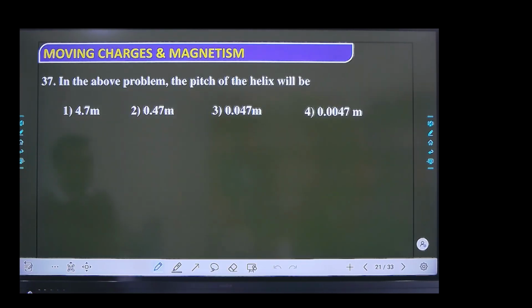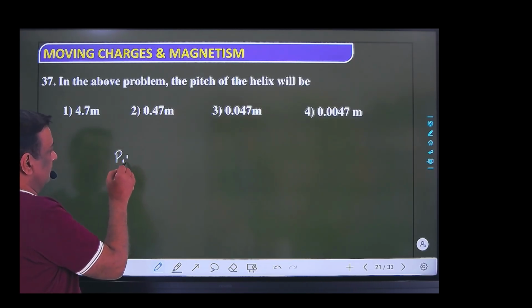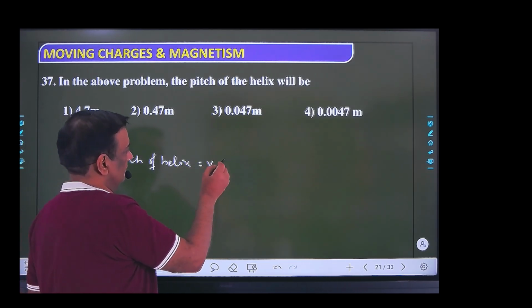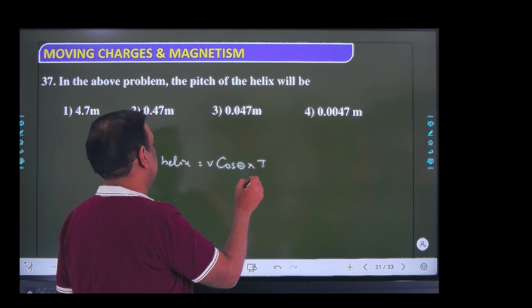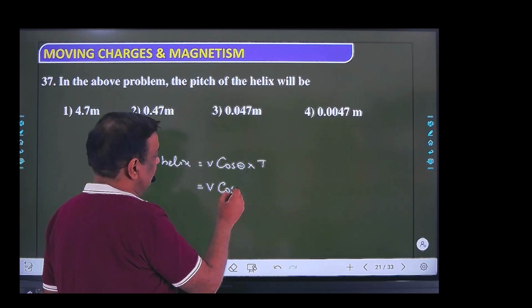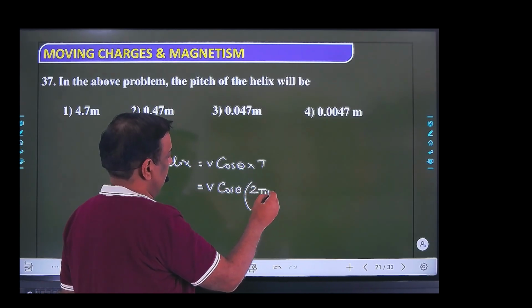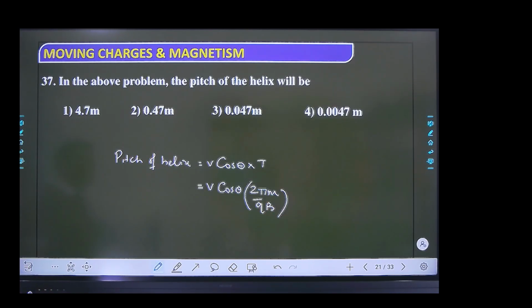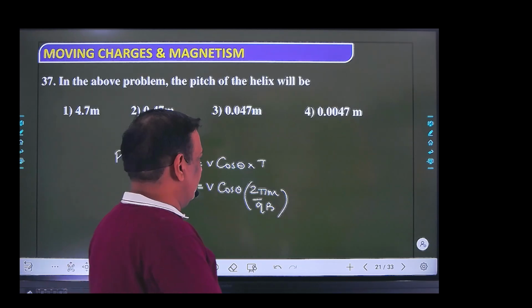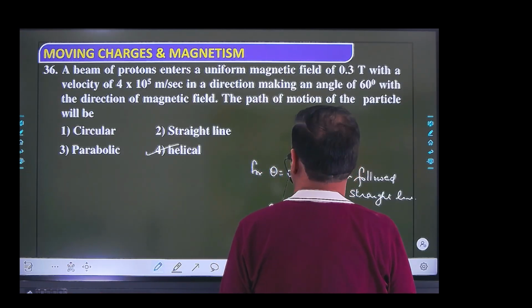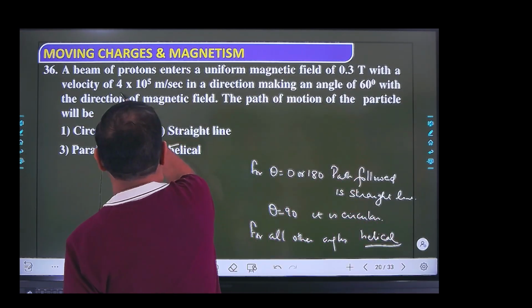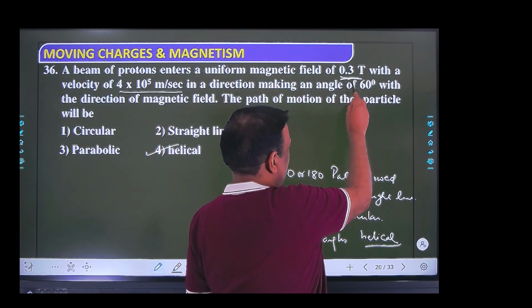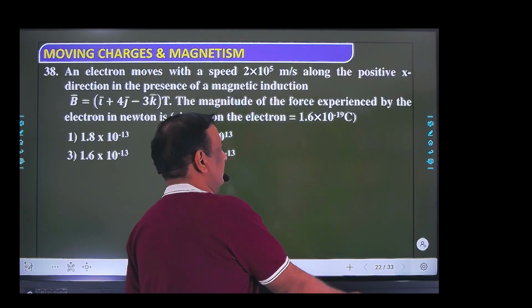Pitch of helix का फॉर्मूला क्या था? v cos theta into T. v cos theta into T, where T is 2 pi m upon qB. So पिछले वाले के साथ रिलेटेड है. हमें भी है एक पार्टिकल, प्रोटॉन है तो चार्ज और मास पता है और वेलोसिटी भी दी है, मैग्नेटिक फील्ड भी. गिवन सारी वैल्यूज गिवन हैं, सिर्फ सब्स्टिट्यूट करनी है.